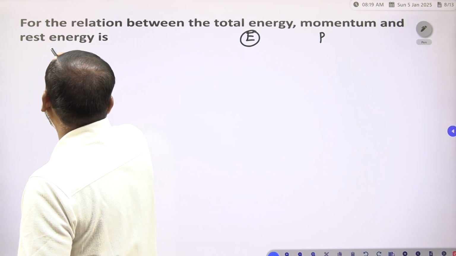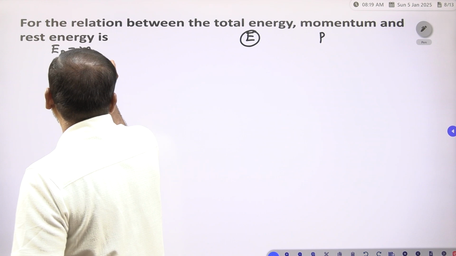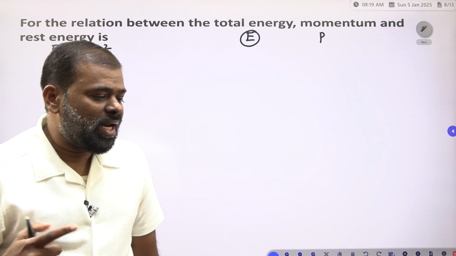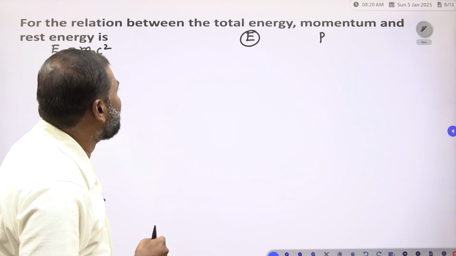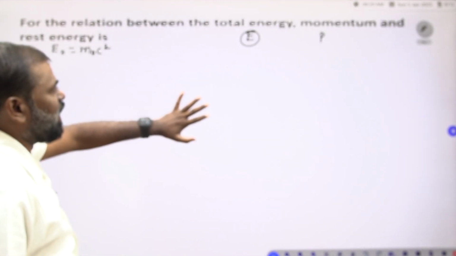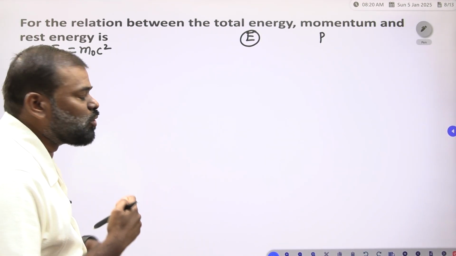And the rest energy is E naught, that is E naught is equal to m naught c square. You have to keep this. We want to derive the relation between these three things. How do we derive the relation between the total energy, momentum and rest mass energy?